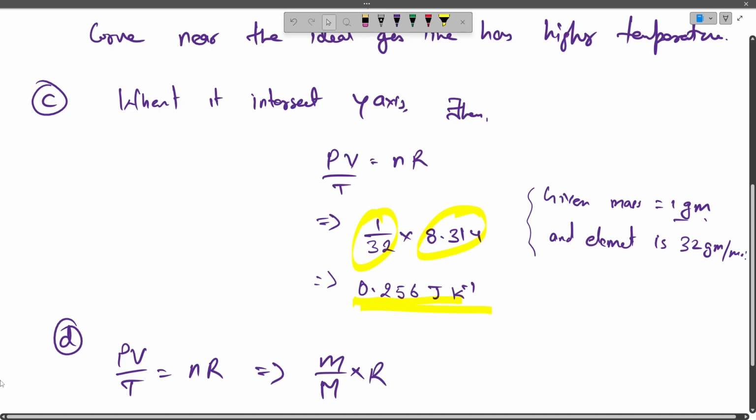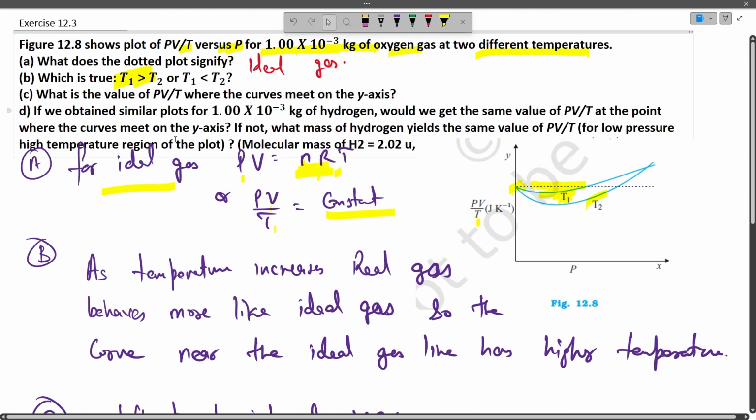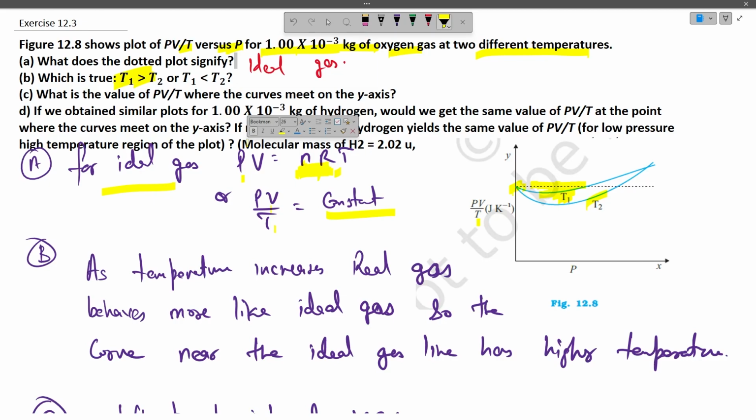So in the fourth question we have: if we obtain similar plots for 1 gram of hydrogen, would we get the same value of PV by T at the point where the curve meets the y-axis? That is, if this gas was oxygen, will the value of PV by T that we calculated for oxygen be the same? The question is asking.